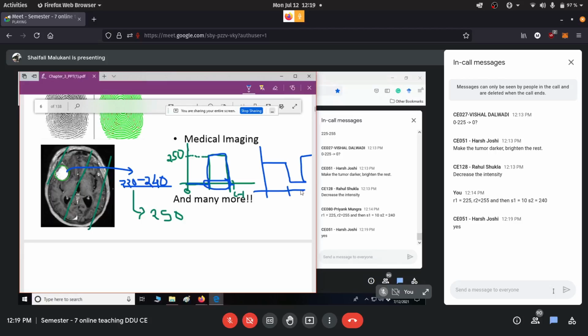Yes, Rahul suggested that decrease the intensity. So again, here also, Rahul, is it solving your purpose, or you wanted to say something else?